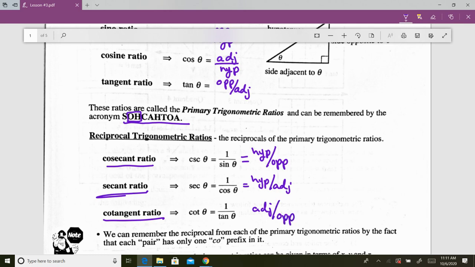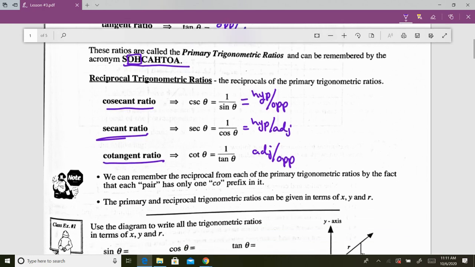I don't really remember those. I just remember the primary ones and then figure everything else out from there. But hey, there they are. Okay.